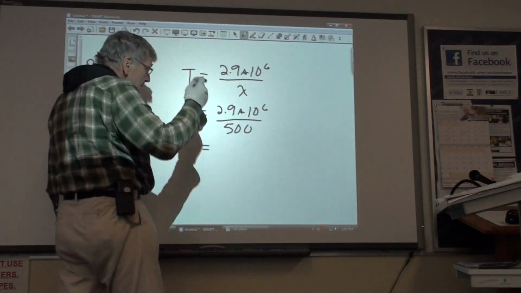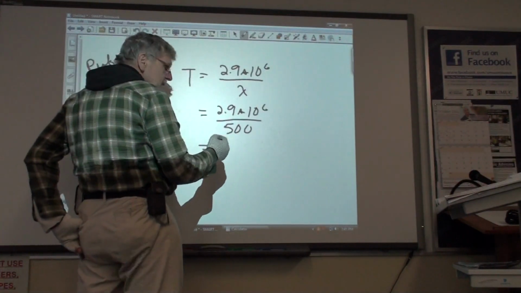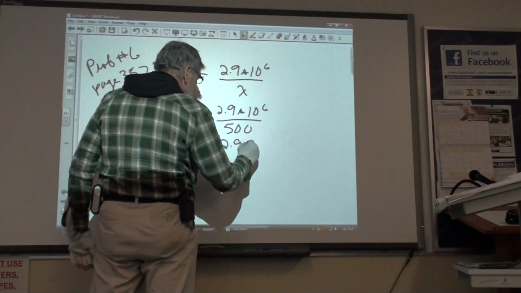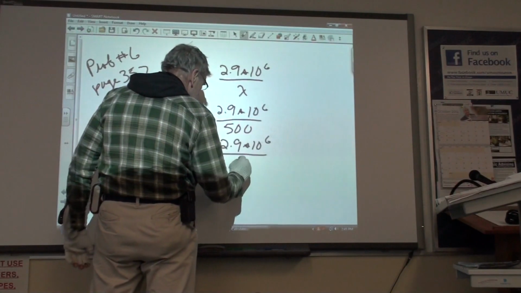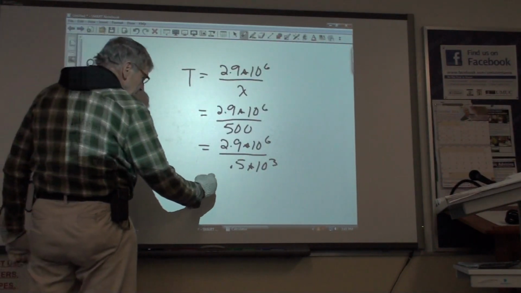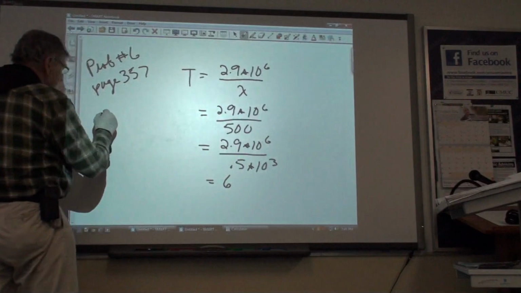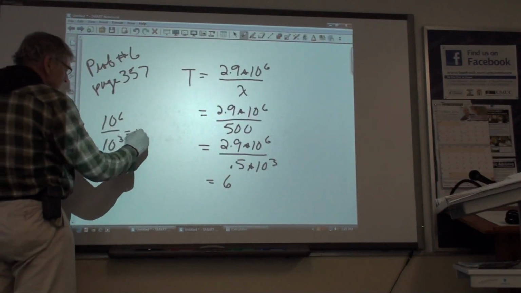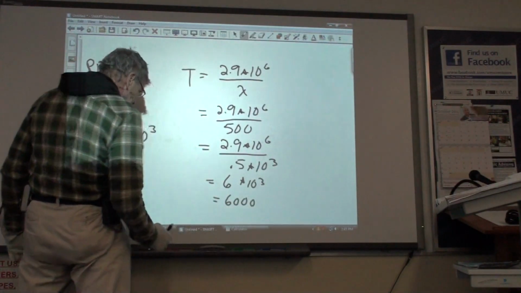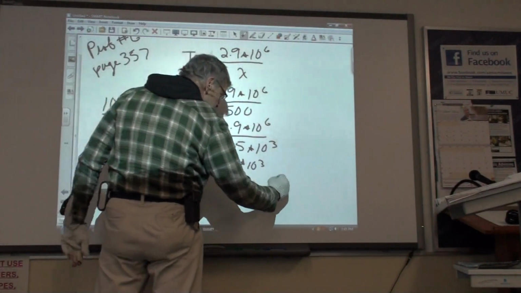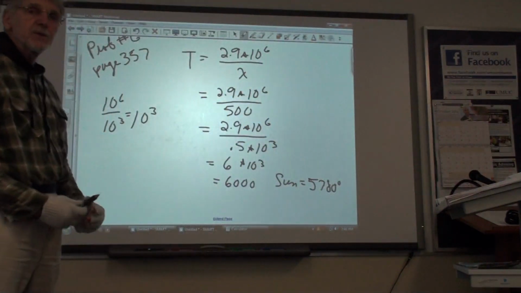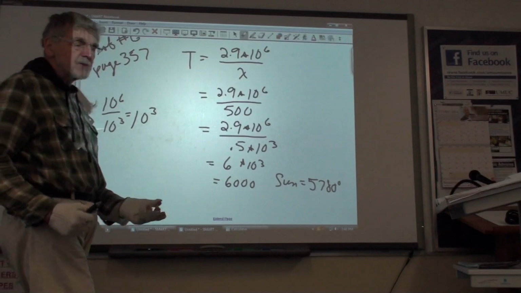So this is equal to, let's see, the best way to set up that arithmetic is 2.9 times 10 to the 6 over 0.5 times 10 to the 3rd. So 0.5 goes into 2.9 about 6 times, and 10 to the 6 over 10 to the 3rd is also 10 to the 3rd. So this is about 6,000 degrees, and our sun is at 5780. So the surface temperature of this star is nearly identical to the surface temperature of our sun.